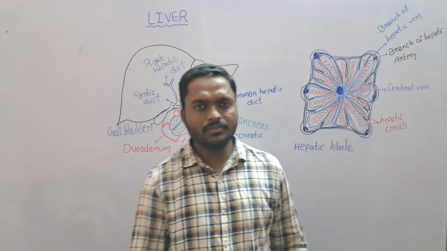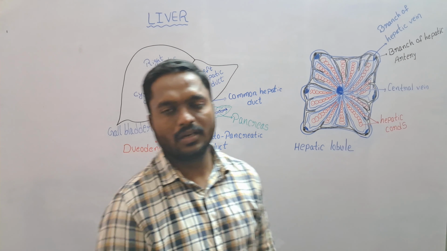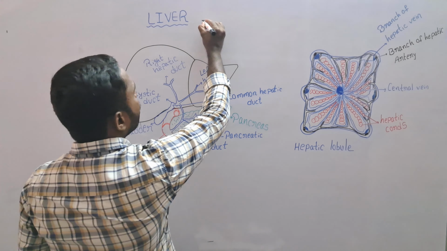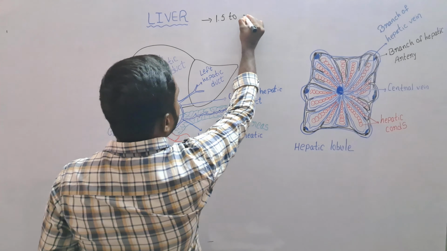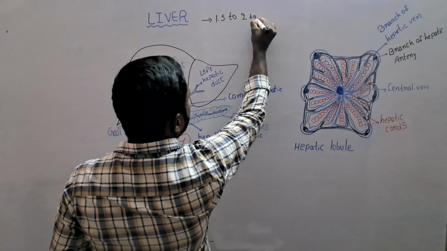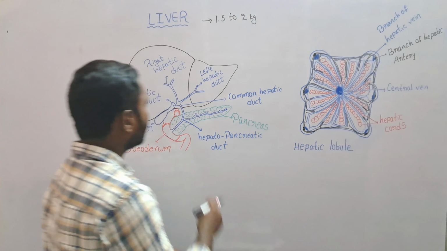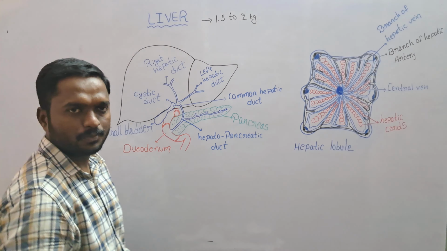In the digestive system, the next type of gland is the liver. The liver is the largest gland in our body. It weighs about 1.5 to 2 kgs. The liver is formed of two lobes. These are the right hepatic lobe and the left hepatic lobe.